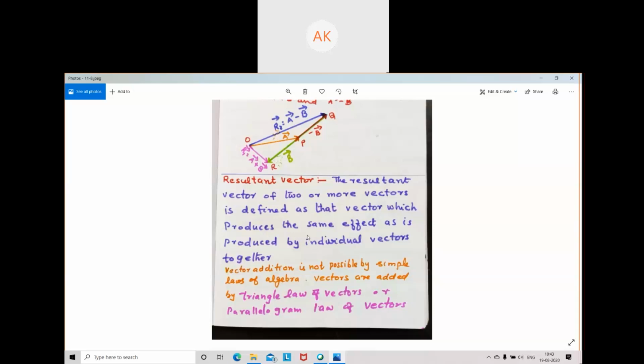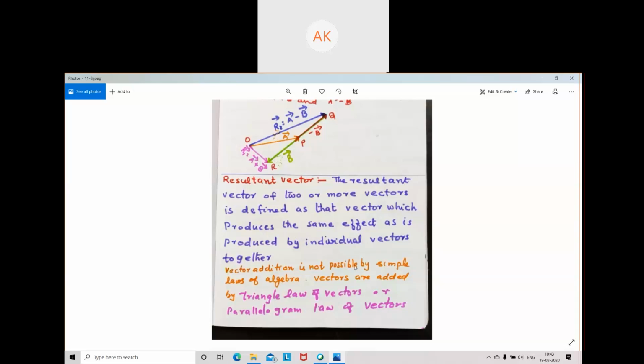So that is an example for force, and that is applicable to all the vectors. So resultant vector means it is a single vector which produces the same effect as is produced by the individual vectors together. So that is the definition. Definition you have to study well.